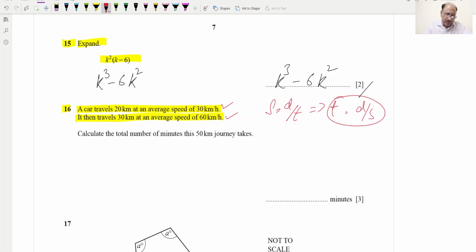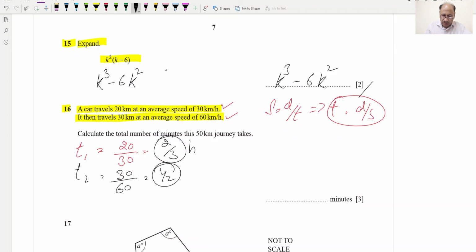For the first part, distance is 20 kilometer, so time t1 will be equal to 20 over 30, and this will be equal to 2 over 3 hours. 2 over 3 hours will be time taken for the first portion of the journey, and t2 will be equal to distance 30 kilometer and speed 60 kilometers per hour, so it will be 1 by 2 hours. Now we have to add these two times, total time we need to calculate in minutes.